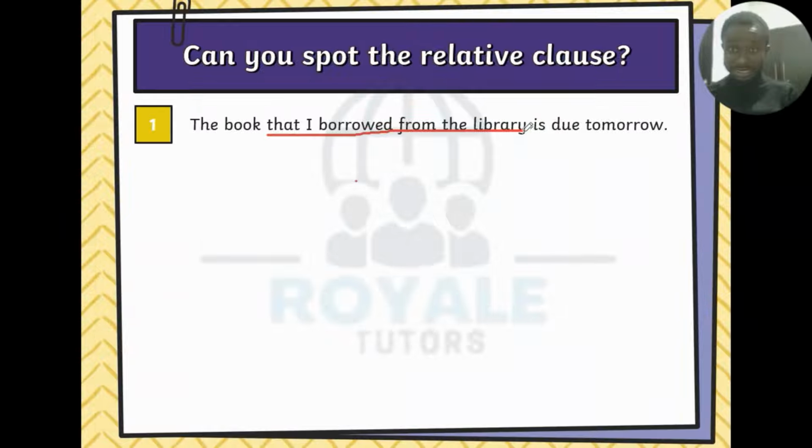So if you take this underlined expression out, will the sentence still make sense? Let's see. The book is due tomorrow. Yeah, it does make sense. So that I borrowed from the library is the relative clause. All right, good. And let me also add this, that your relative clause most times will be in between the subject and the verb. This is the subject and this is the verb, right? Good.